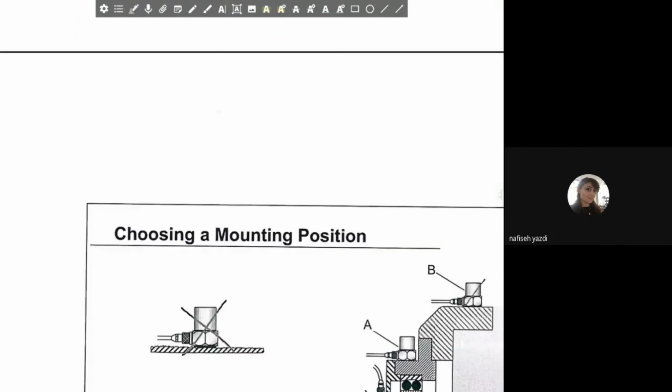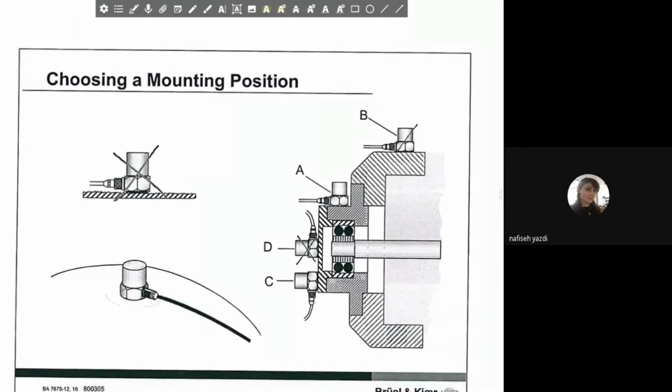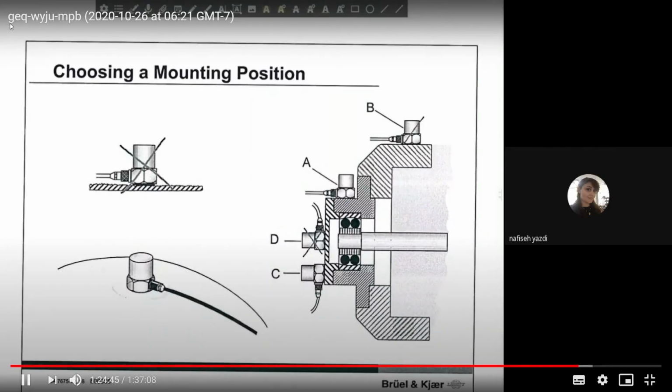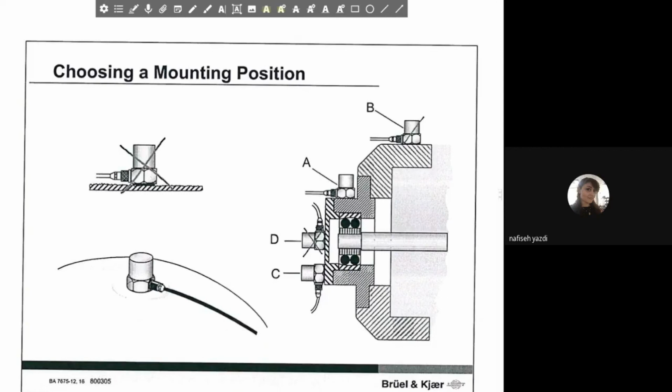Okay, and that is a very nice example of how you can choose the right position for your accelerometer. For example, let's look at the right of this picture. We have a bearing and a shaft that is moving, an engine, whatever it is, it doesn't matter. My desire is to measure the acceleration of the shaft and the bearing. So what are the possibilities? We can mount the accelerometer in configuration A, B, C, and D, for example.